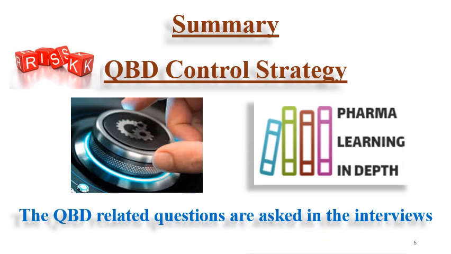QBD related questions are generally asked in the interviews. So be prepared whenever you are going for the interview, and also try to have good understanding about the QBD elements. QBD elements like QTPP, CMAs, CQAs, critical process parameters, control strategy and the life cycle approach. These are the key elements of the quality by design.